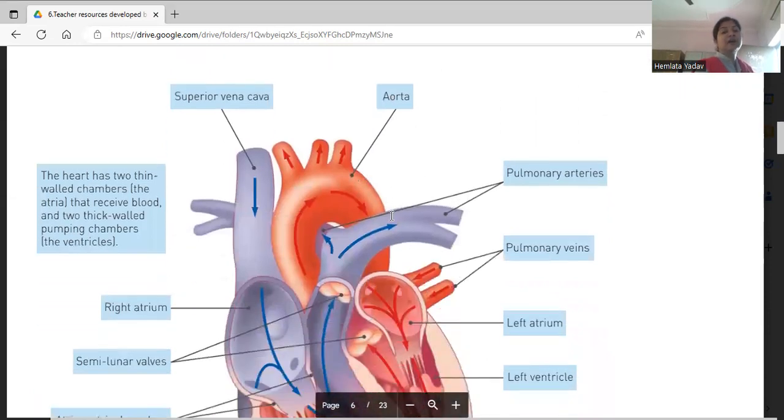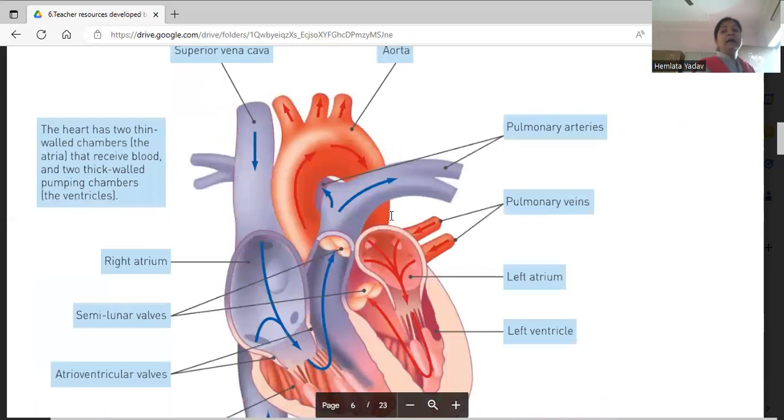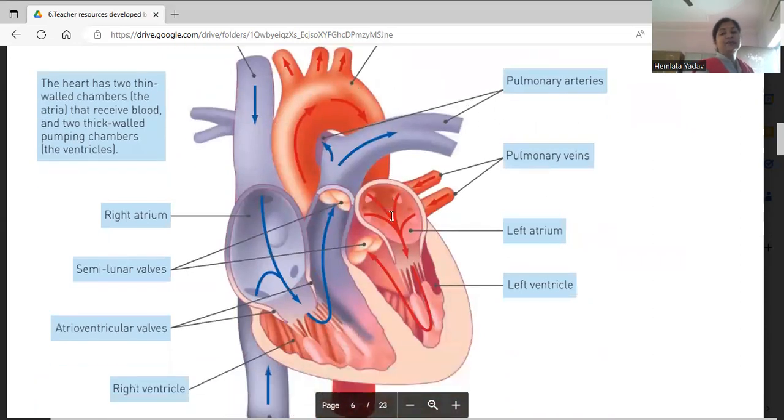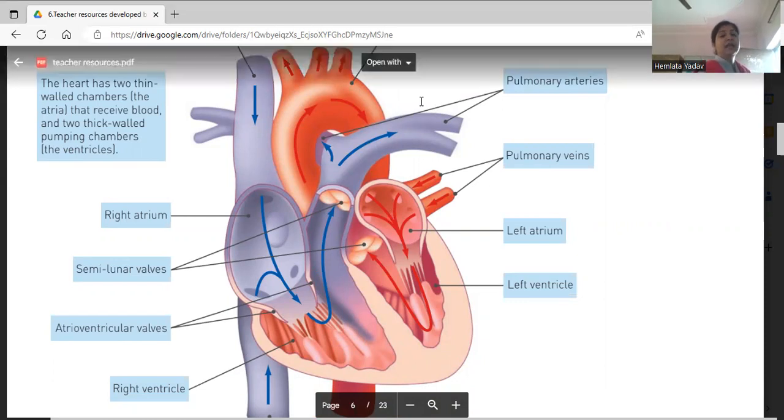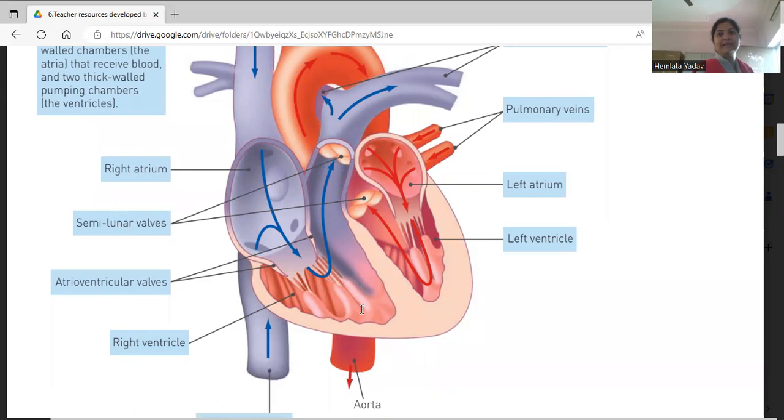This is the structure of the heart: superior vena cava, inferior vena cava, aorta, and pulmonary arteries are given. Pulmonary veins are shown, pouring the blood into the left atrium and left ventricle, and then the blood is going through the aorta to the whole body. Then the deoxygenated blood is coming in on the right side from the superior and inferior vena cava, pouring into the right atrium, and the right atrium is transporting the blood into the right ventricle to pass it to the lungs through the pulmonary arteries.